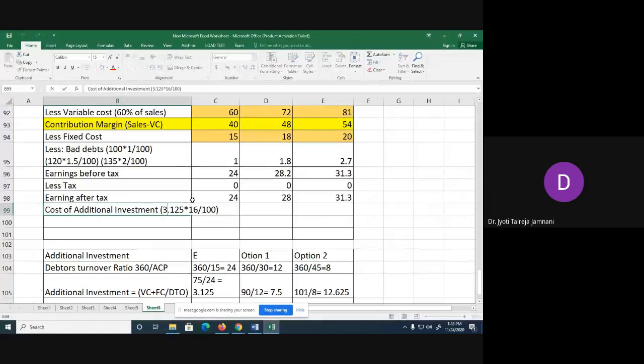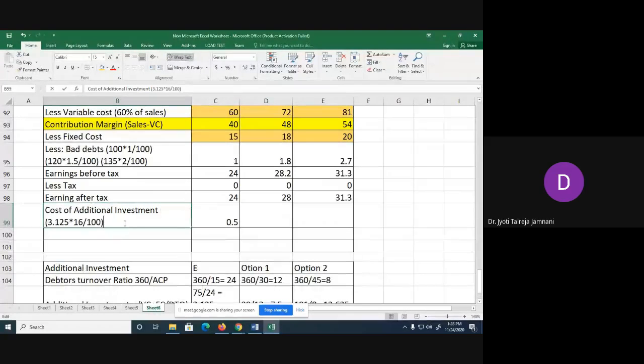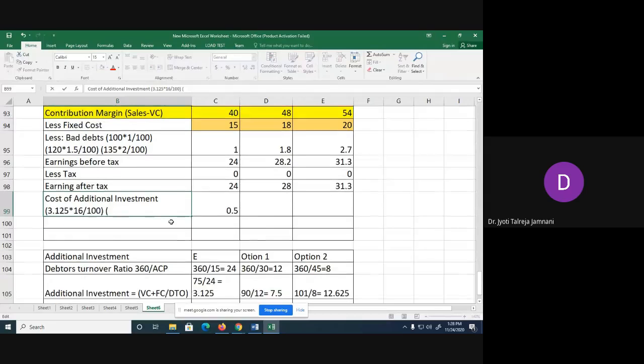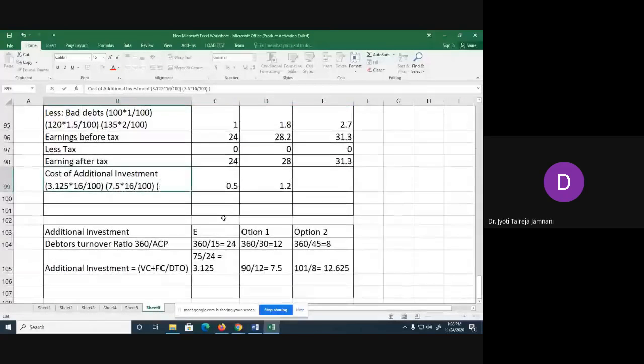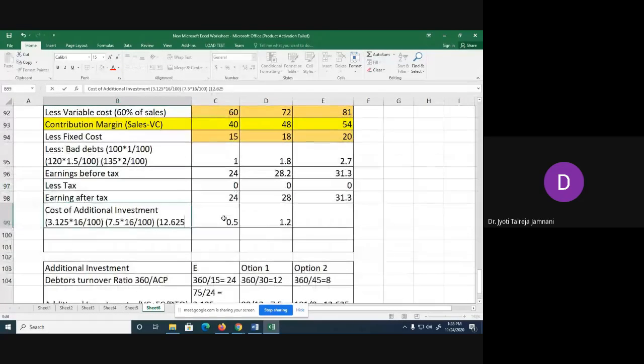So for the second option, it is 7.5 additional investment into 16 divided by 100, 1.2. For the third option, 12.625 into 16 divided by 100, 2.02.